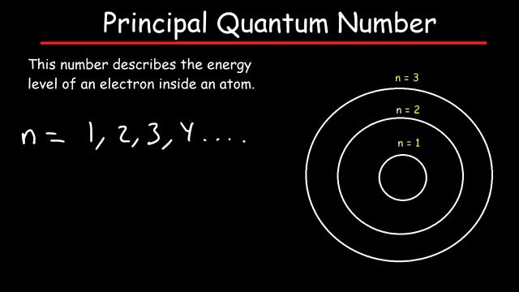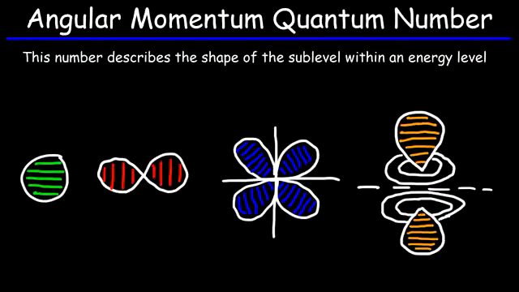So looking at the picture on the right, we basically have a Bohr's model of the atom. And we can see that the first shell represents the first energy level. The second circle is the second energy level where n is 2. And the third circle is the third energy level where n is 3. And so that's the first number you need to be familiar with, the principal quantum number.